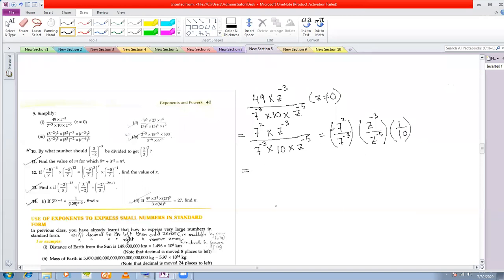So this is a to the power of m by a to the power of n form. So this is 7 to the power of 2 minus of minus 3, z to the power of minus 3 minus of minus 5, and this is divided by 10. 7 to the power of 2 plus 3. So this becomes 7 to the power of 5, and z to the power of 5 minus 3 square divided by 10. So this is your simplified form for 9 1.